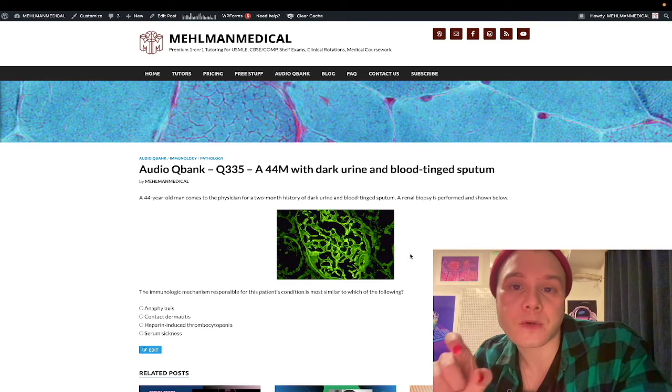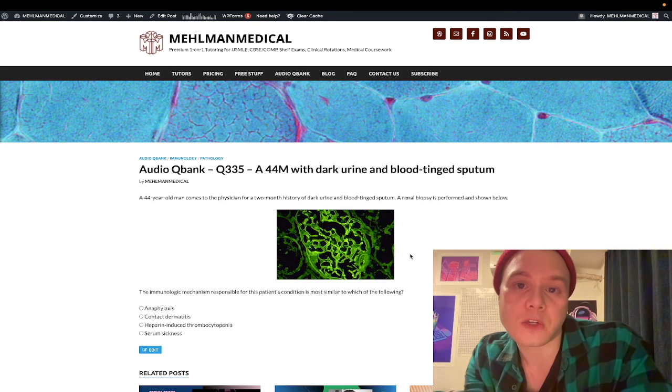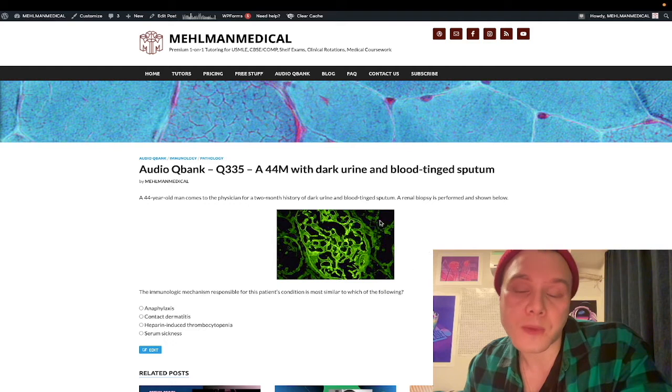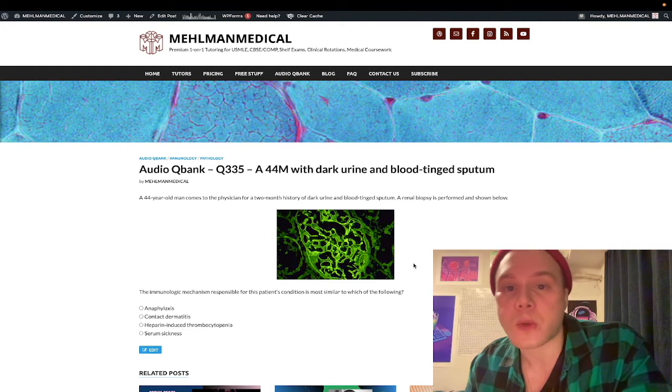Type 2 hypersensitivity against the alpha 3 chains of type 4 collagen, all right? So we have antibodies against type 4 collagen, or anti-GBM, glomerular basement membrane antibodies, which causes our pathology here, okay? So you have type 4 collagen in the alveoli as well as in the kidney, which causes hematuria and hemoptysis.